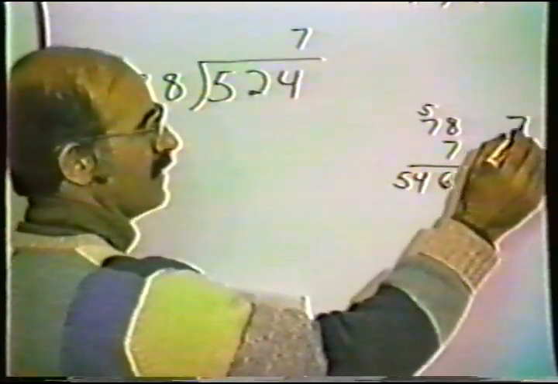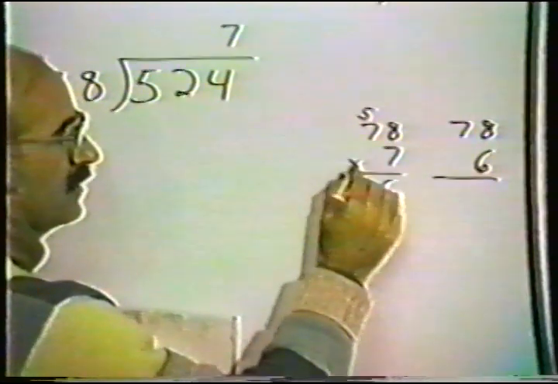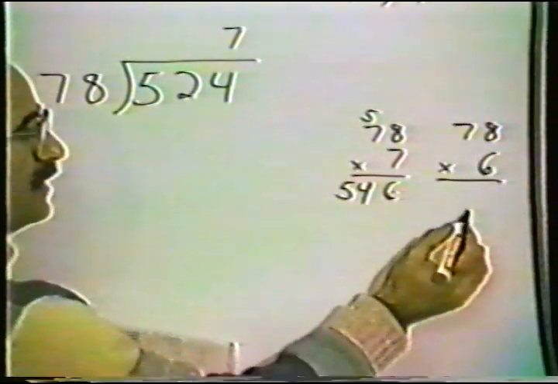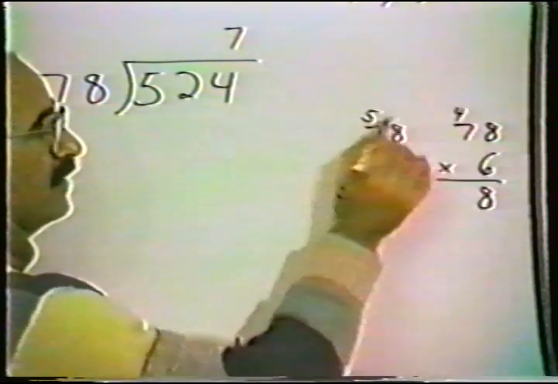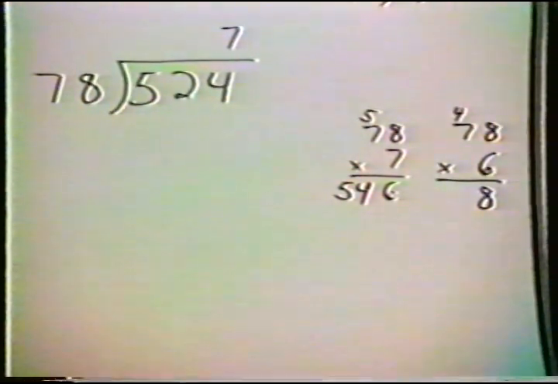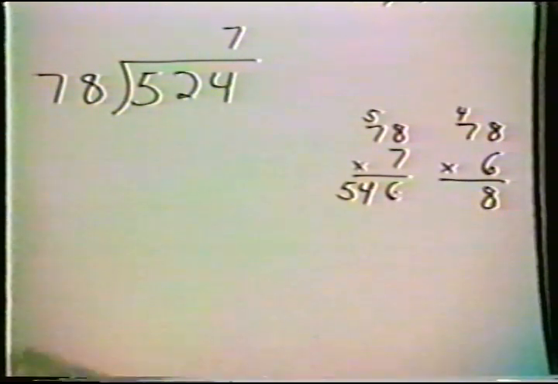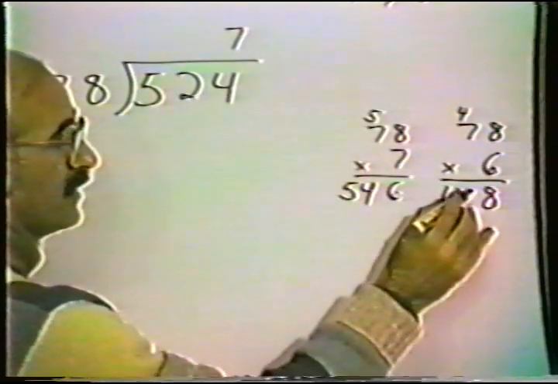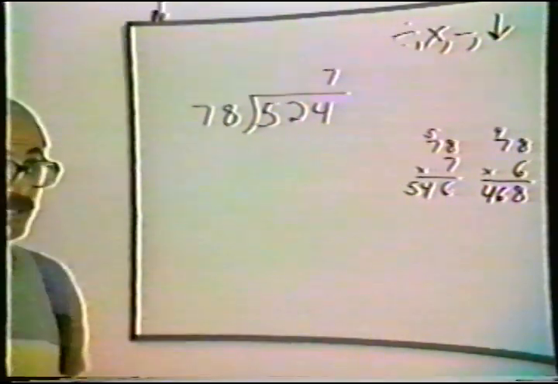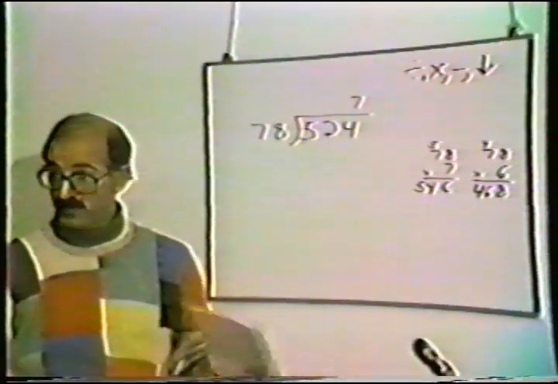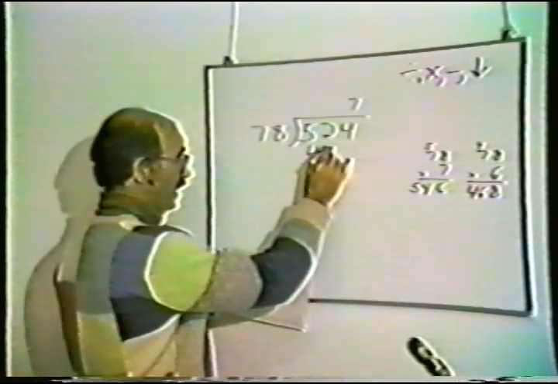Let's try 78 times 6. 8 times 6 is 48. Put down the 8, carry the 4. 7 times 6 is 42, plus the 4, 46. 468. Good or bad? Good. At least it's not too big. It didn't come out even, but at least it's not too big. Now let's find out.